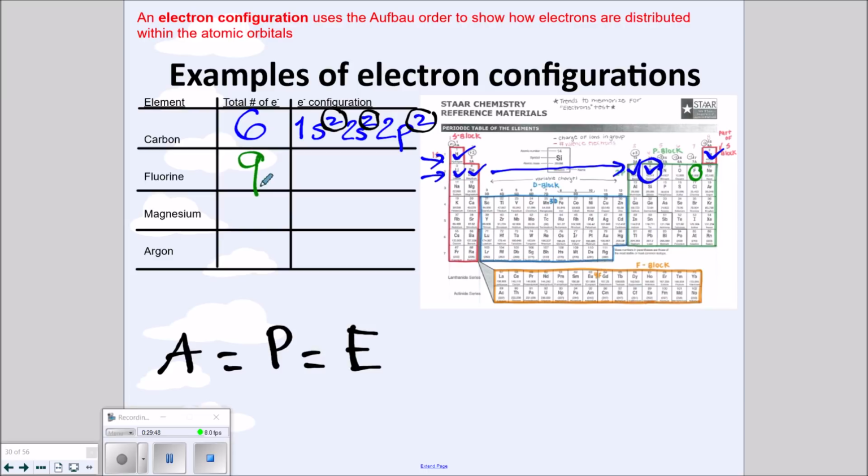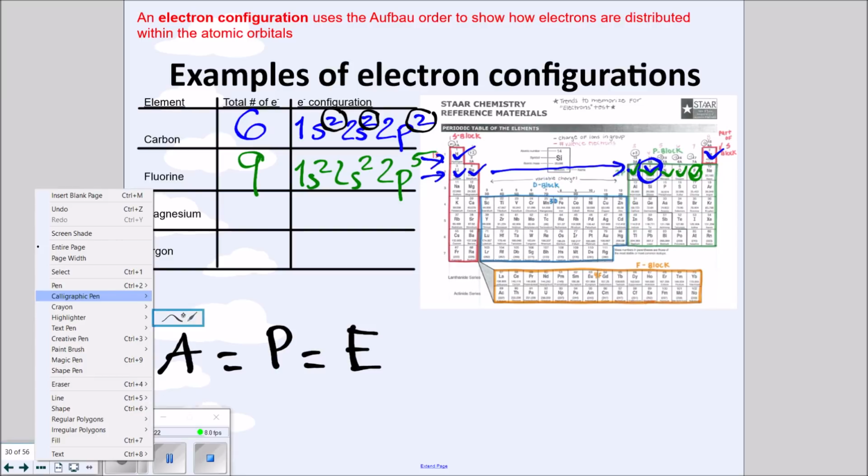It will go through the exact same steps that carbon did, just a little further. So 1s2, 2s2, 2p. Now we have to count. So we are at the p block, second energy level. It's going to go just a little bit further than carbon. So 1, 2, 3, 4, 5. And I stop there because I have reached fluorine. And finally, that's its electron configuration.